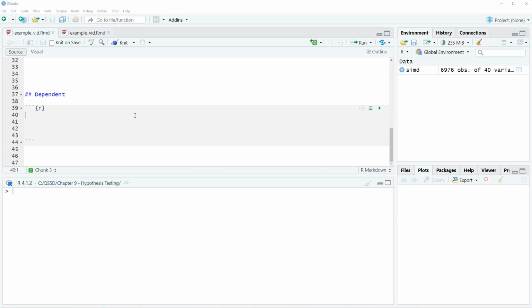Chapter 9 of the book Quantitative Social Science Data with R, 2nd edition. In this video we're going to look at two sample difference in means tests with dependent samples. In the previous one we looked at independent samples. This time we're looking at dependent samples. And as I mentioned in the previous one, our data is not great for this, and it's even worse for the dependent sample.